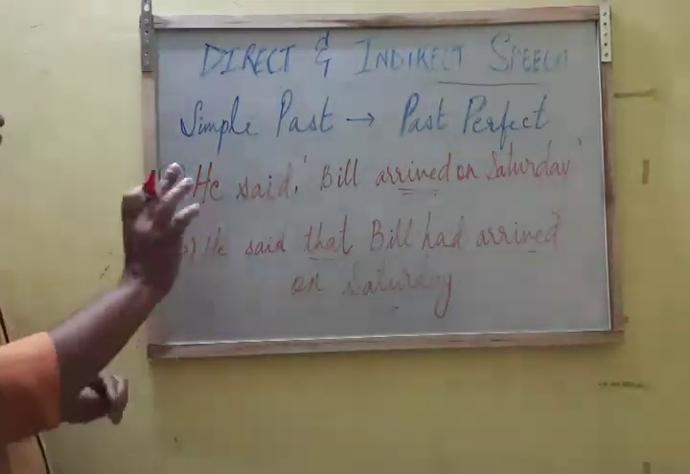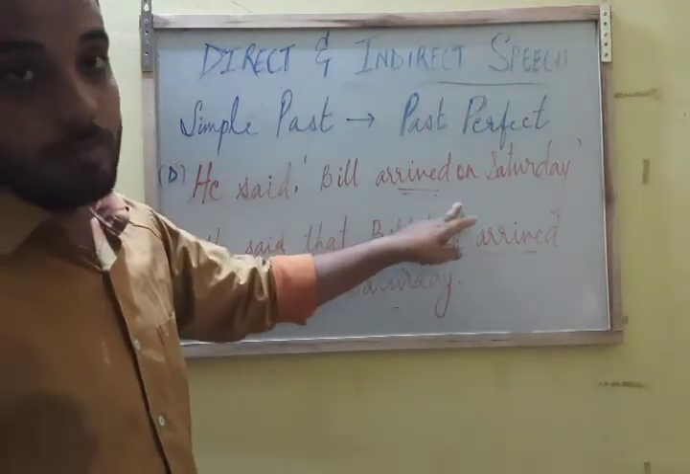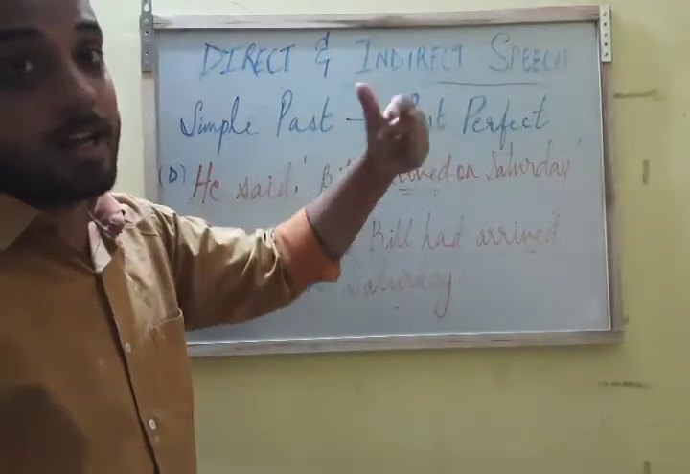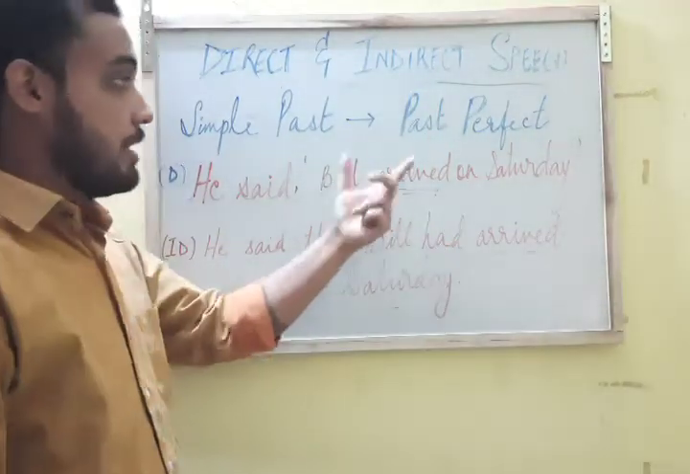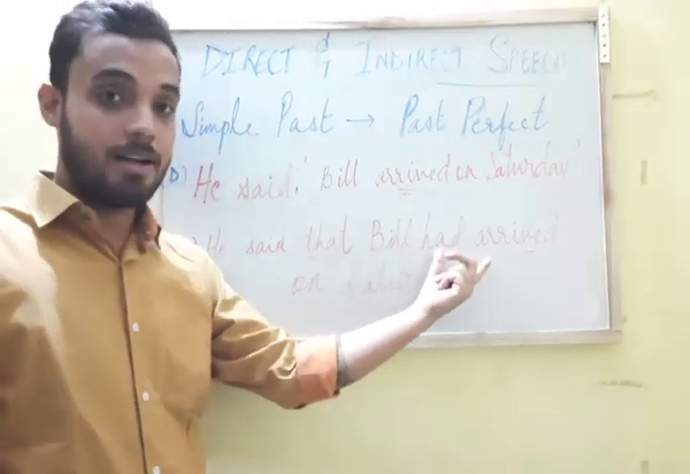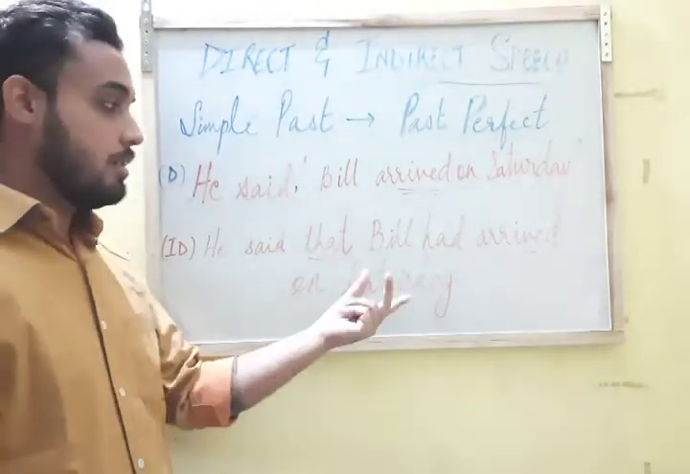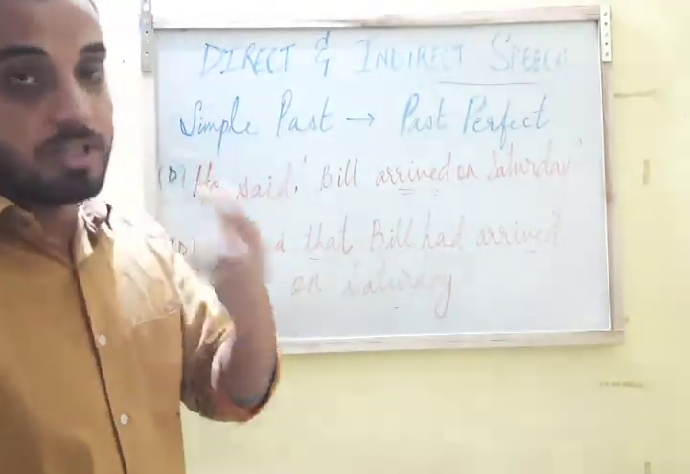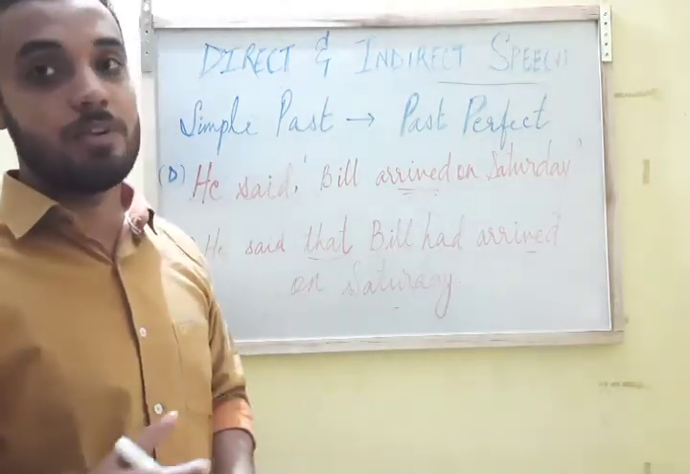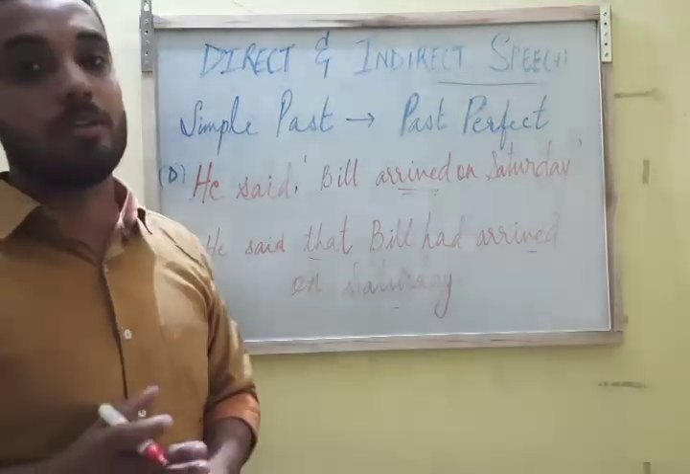Remember that whenever a sentence is given in simple past, you have to change it into past perfect in indirect speech. The structure for past perfect is subject plus had plus the past form of the verb and the object. I've already taught you the structure for each and every tense, so please continue revising each tense and its structure, because without structure you will be confused a lot.